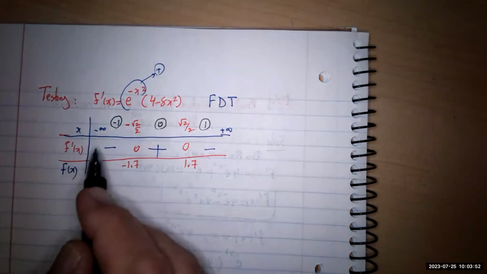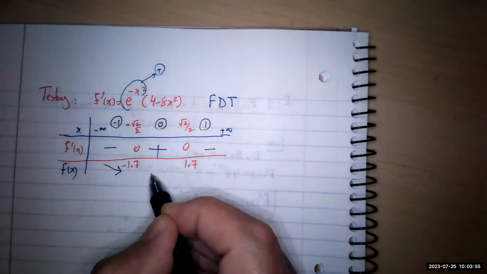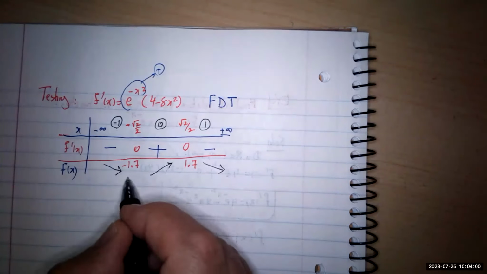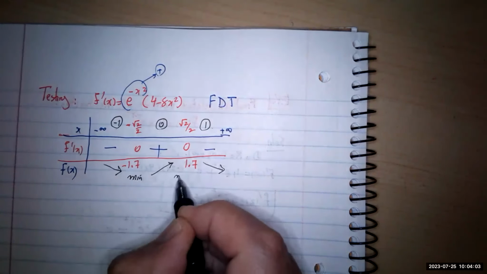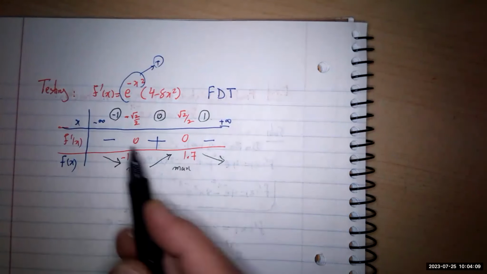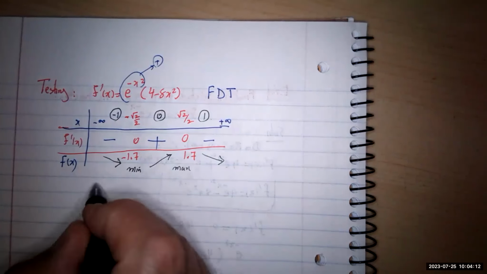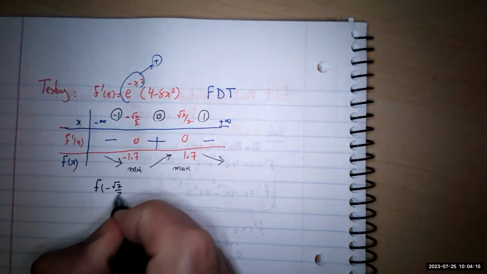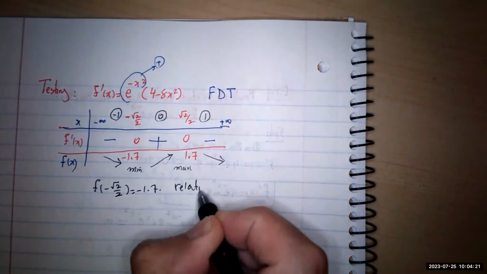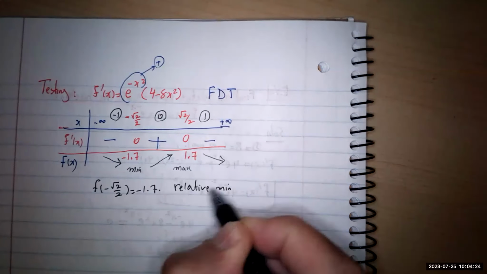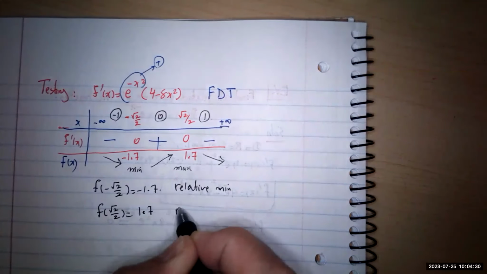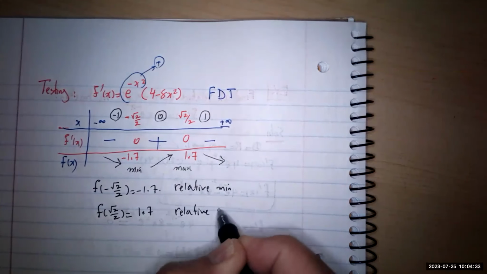Negative means that the function is going down. Positive means going up. So down, up, this is a minimum. Up, down, this is a maximum. That's it. So it's clear that f of negative radical 2/2, you don't have to write it down, but I just write it to explain, this is a relative minimum, and f of radical 2/2, 1.7, is a relative maximum.